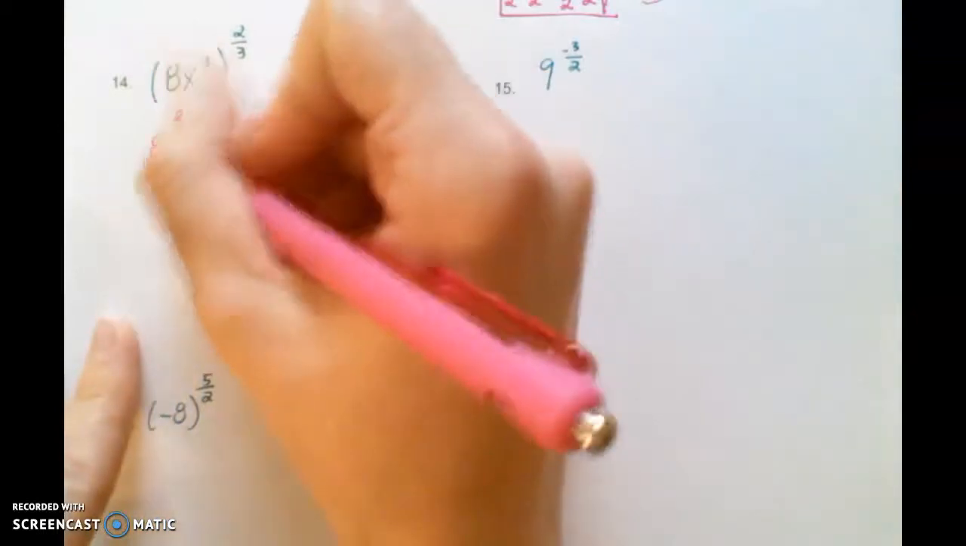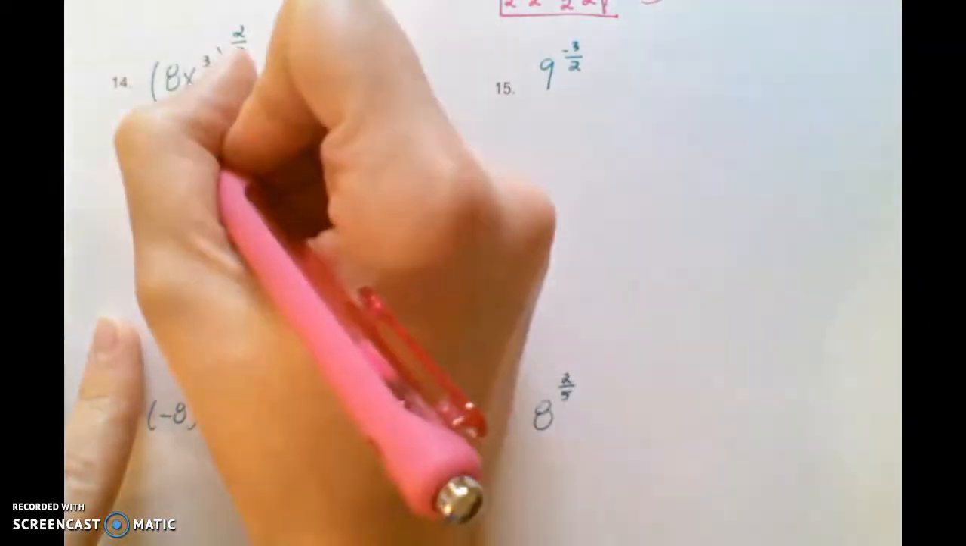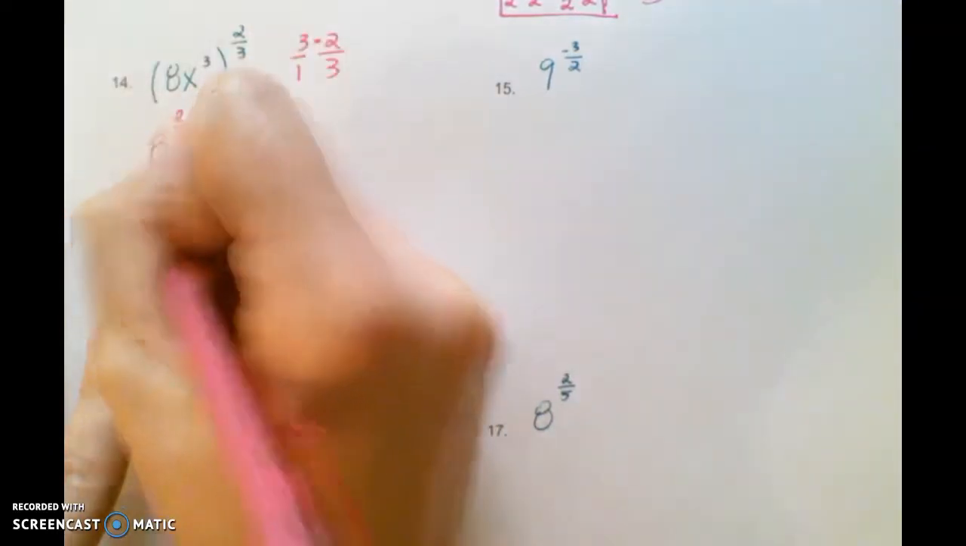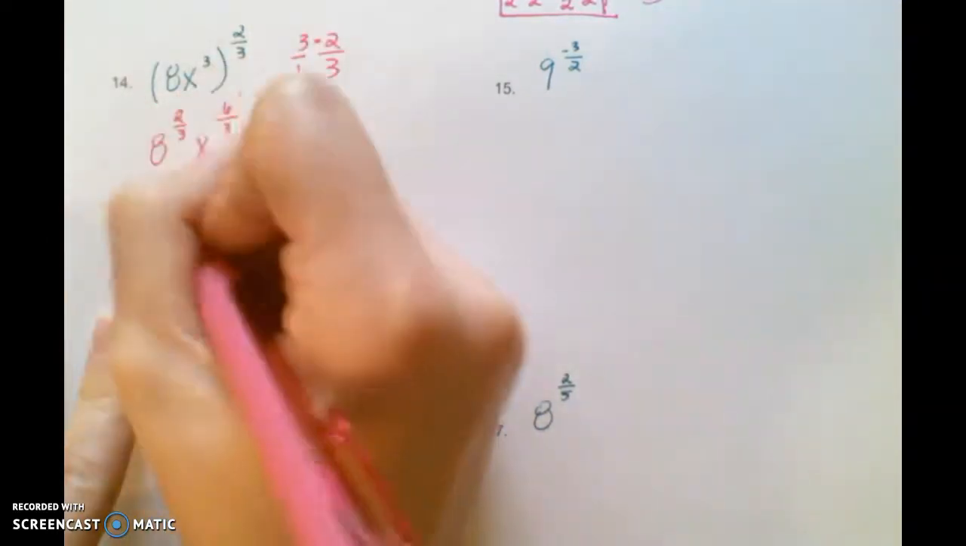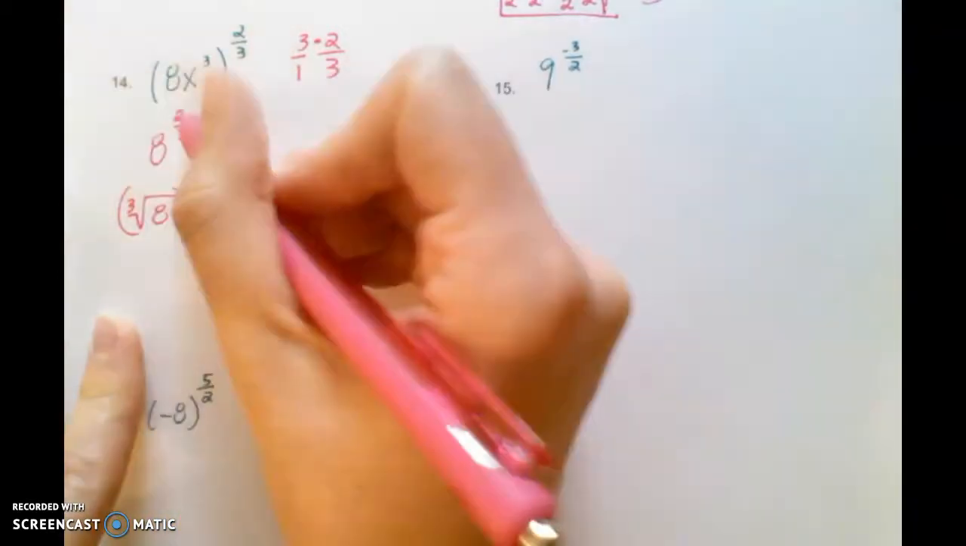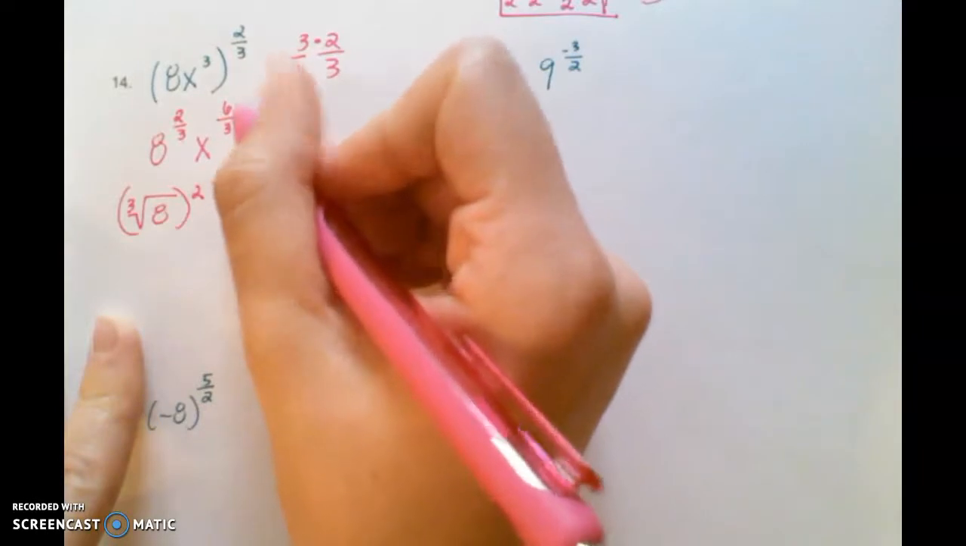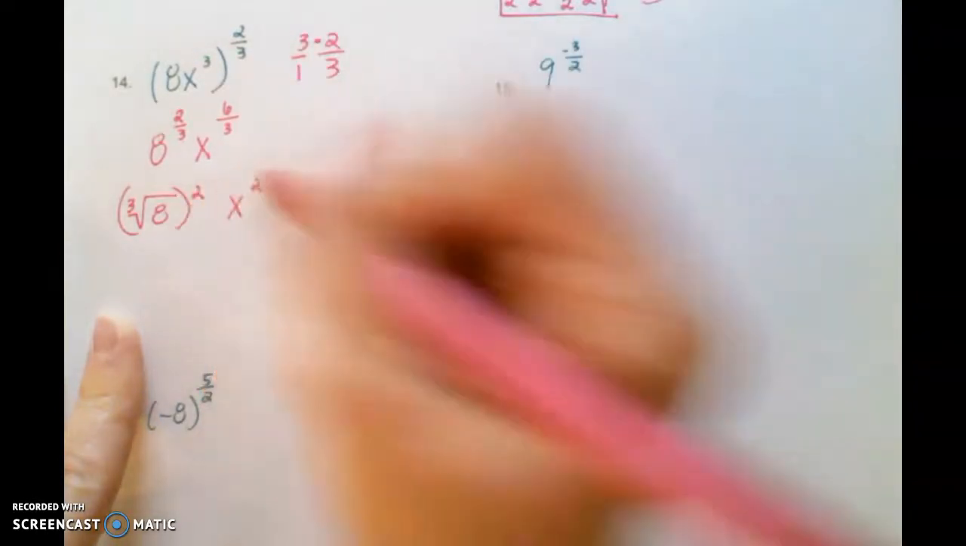Well, 2/3, we can't reduce that, so the 2 is going to be our power, 3 is going to be our root. So we're going to have a cube root of 8 squared. That's where the 2 came from, squared. And then x to the 6/3, well, 6/3 is 2, so x squared.